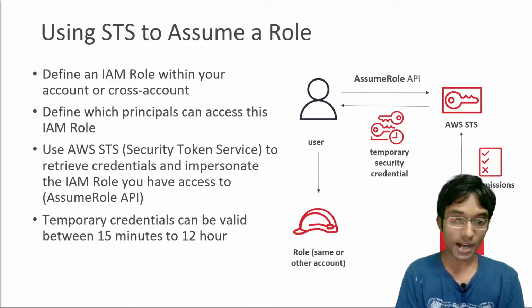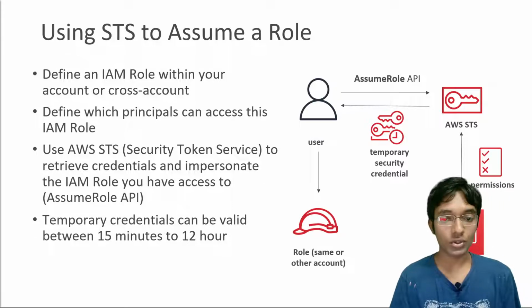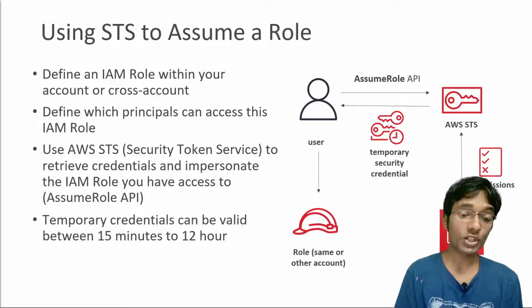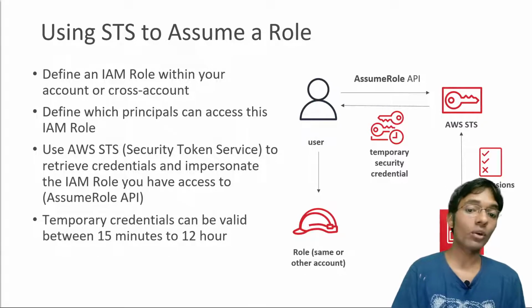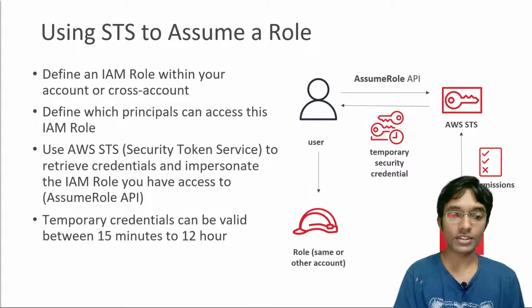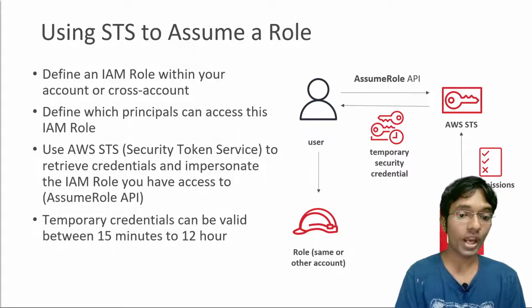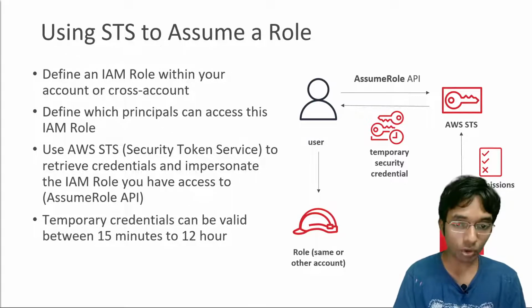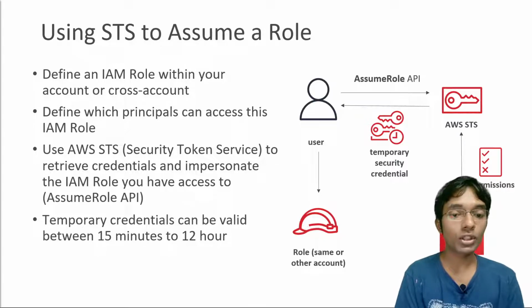First, we define IAM roles within your accounts or a cross account that we want to assume. Then we define which principals can access this IAM role, and we'll use the STS service, which stands for the Security Token Service, to retrieve credentials, and they are going to be temporary. And this will allow us to impersonate the IAM role. We have access to it using the AssumeRole API, and the credentials are going to be temporary, as I said, between 15 minutes to 12 hours.